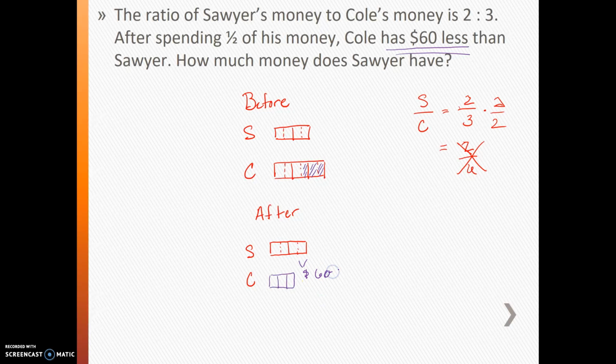Okay. So we want to know how much money Sawyer has, so we're going to solve for 4 units. 1 unit is $60. And the reason I'm solving for 4 is because, remember, we subdivided, so we're going to go with that new ratio that we have. But 4 units is 60 times 4, which equals $240.